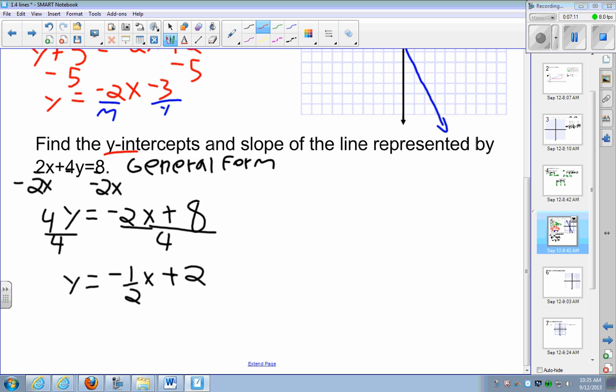Now the question is asking us what is the y-intercept and what is the slope. Here, if you remember, this is our m, which is our slope. So m is equal to negative 1/2. And our b here is equal to our y-intercept. So b is equal to 2. And those are our answers.